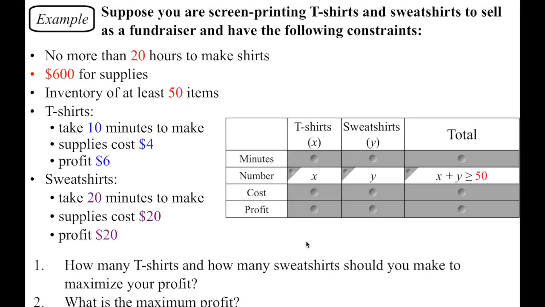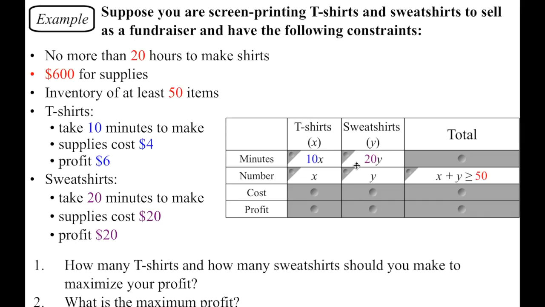Then we have some things that deal with how much time it takes and how much cost there is to make them and how much profit we want to get. So the number of minutes for t-shirts is 10 minutes. So if we have x t-shirts, it's 10 times x. That's how much time it would take for the t-shirts. If we have y sweatshirts, that would take us 20y as far as time. That's how many minutes it would take.